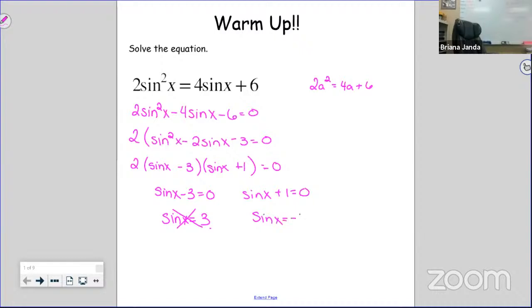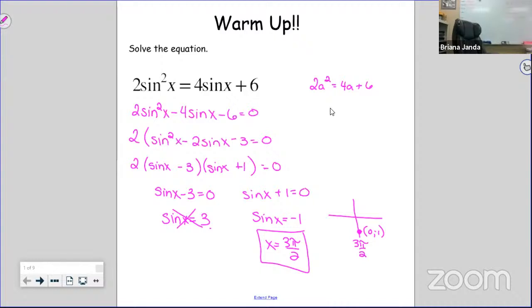And we get sine of x equals -1. That falls on my axis. That is down here at 3 pi over 2. So we get an answer, and it is 3 pi over 2. Questions?